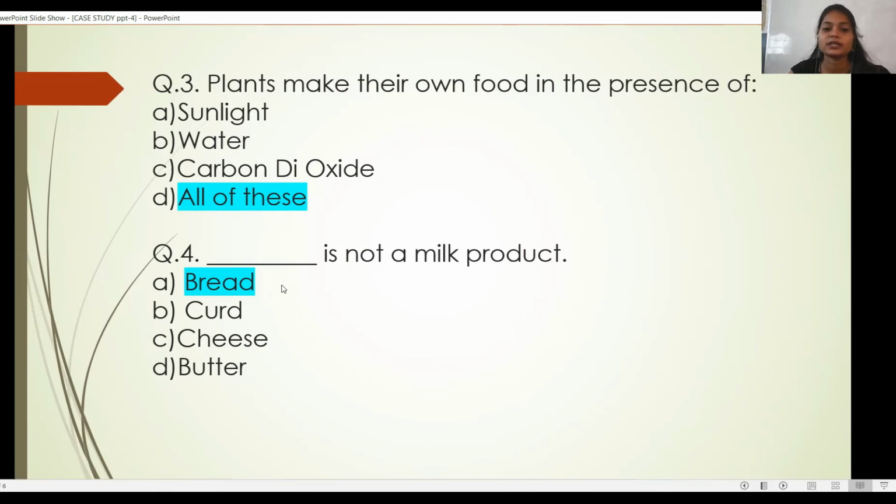Now the next question is: dash is not a milk product. Curd, cheese, butter, we all know these are milk products, and bread is made up of flour with the help of yeast. So this is not a milk product. So here the first option will be appropriate for this question.